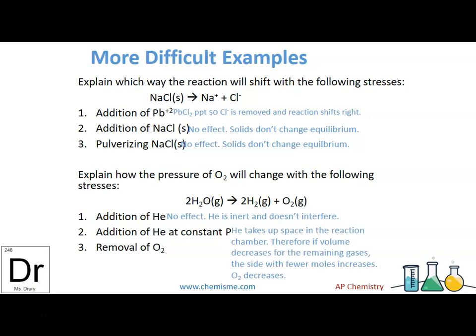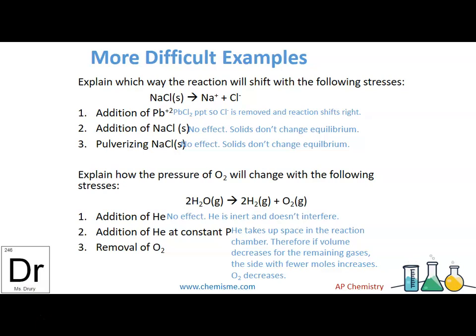In that case, if water is being formed, then oxygen has to be removed, right? So helium takes up the space in the reaction chamber. Therefore, if the volume decreases for the remaining gases, the side with fewer moles increases and oxygen decreases. So it had to stay constant pressure in order for the helium to have an effect. Otherwise, it doesn't react with anything.